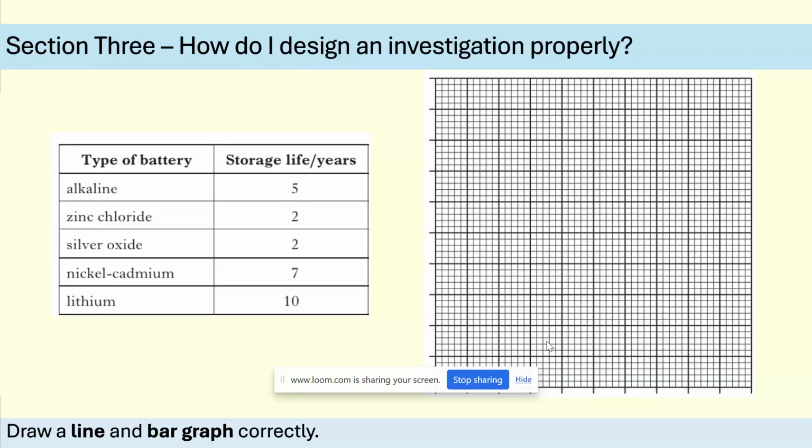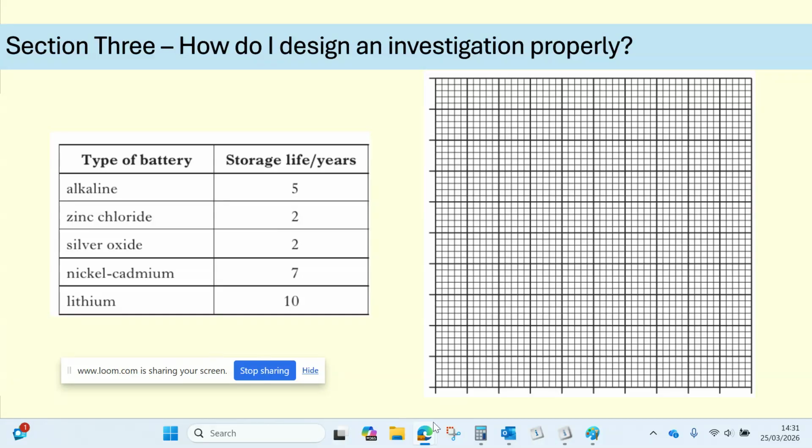So we've got 1, 2, 3, 4, 5, 6, 7, 8, 9, 10 boxes, and we've got 1, 2, 3, 4, 5 different battery types. That would suggest to me that if I wrote alkaline here under these two boxes, I can then write zinc chloride onto the next two, silver oxide onto the next two, nickel cadmium onto the next ones, and the final two boxes could be lithium. So I can use 2 boxes per bar. If you want to leave gaps between the bars, which is absolutely fine, you could write alkaline under the first one, skip a box, write zinc chloride onto the next one, etc. So as long as you are keeping that consistent, that is okay.